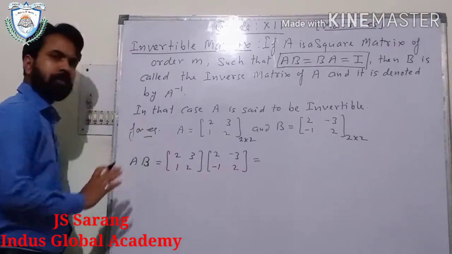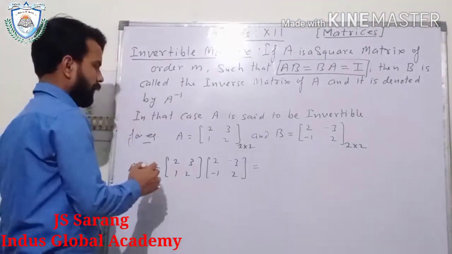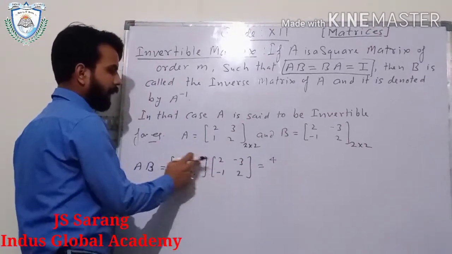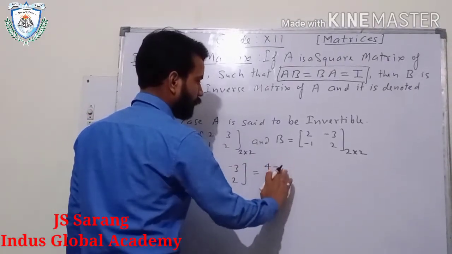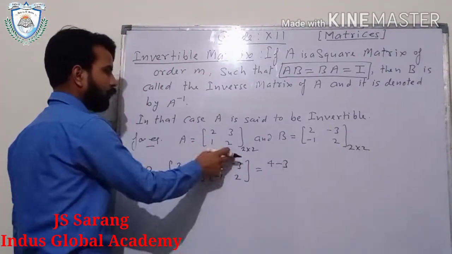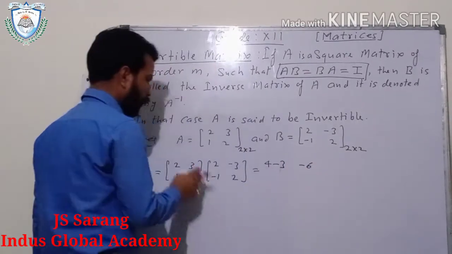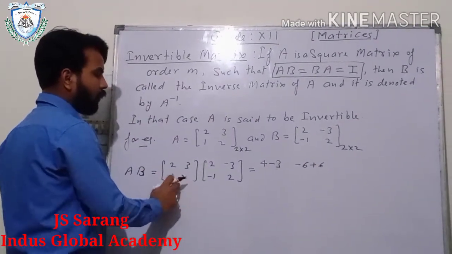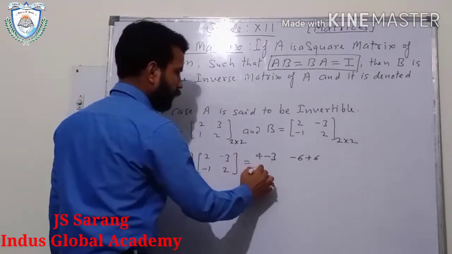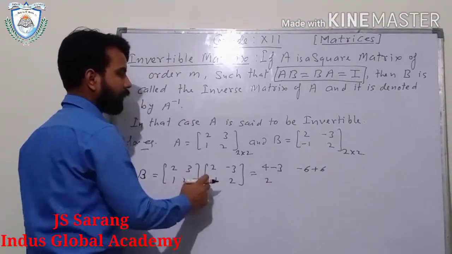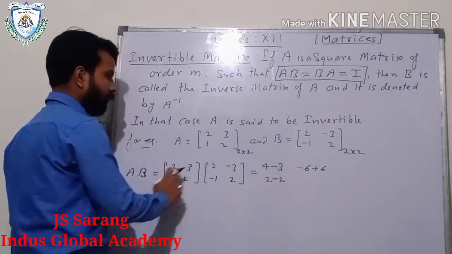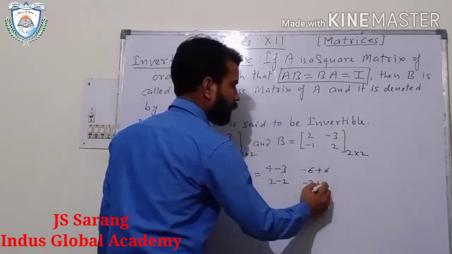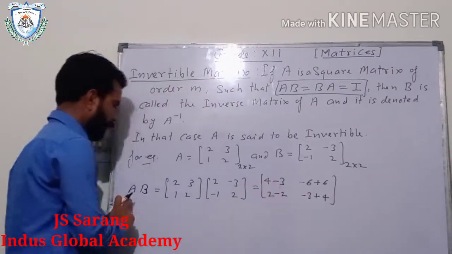If we multiply them, you know how to multiply two matrices? Yes, first row is multiplied by first column. So 2 twos are 4 plus 3 into minus 1, that is minus 3. Now second is 2 into minus 3, that is minus 6, plus 3 into 2, that is plus 6. Now second row and first column, 1 into 2, 2, plus 2 into minus 1, that is minus 2. Then 1 into minus 3, that is minus 3, and plus 2 into 2, that is 4. So this is the product of A and B.